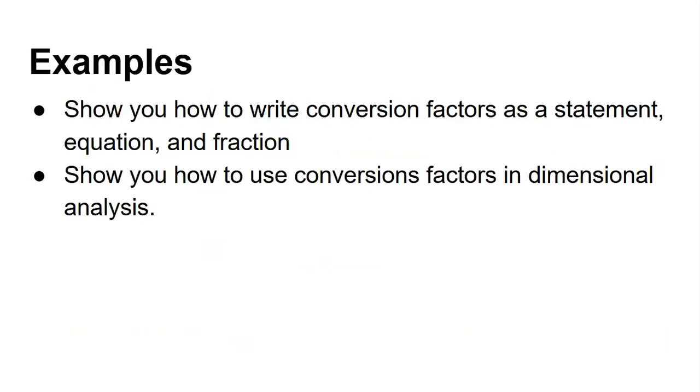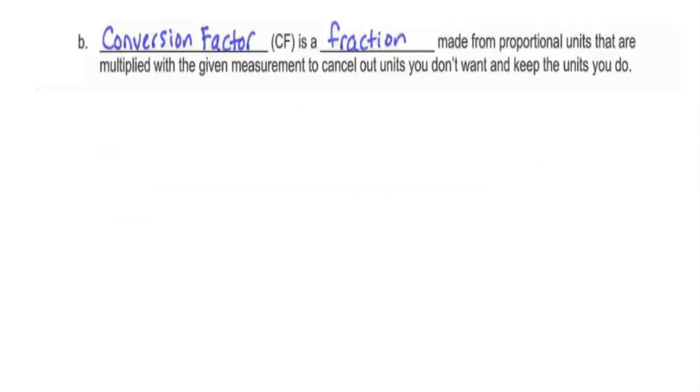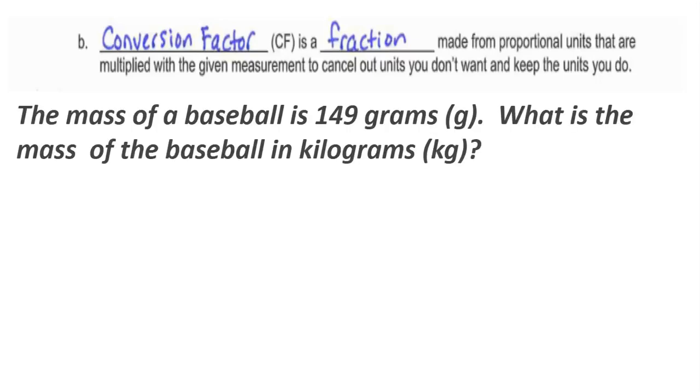So now I'm going to go into some examples to show you how to write conversion factors as statements, equations, and as a fraction. I'll also show you how to use conversion factors in dimensional analysis. So as it says in your notes, a conversion factor is a fraction made from proportional units that are multiplied with the given measurement to cancel out the units you don't want and keep the units you do. What exactly does that look like? Let's take a look at this example.